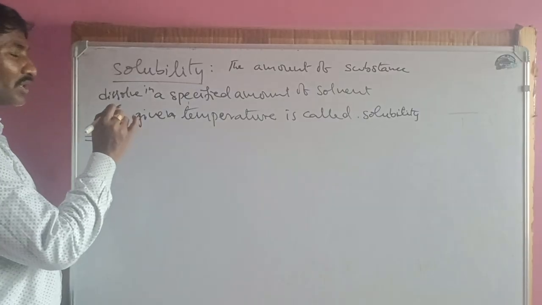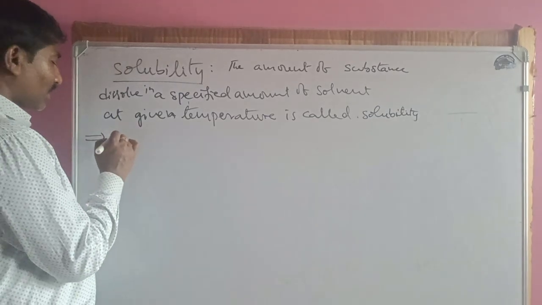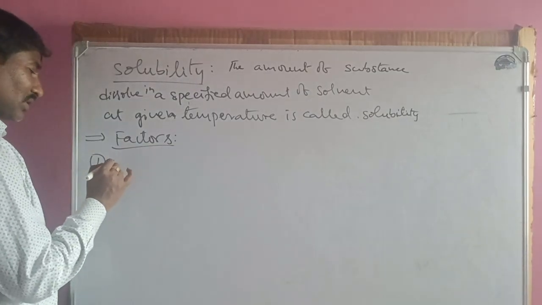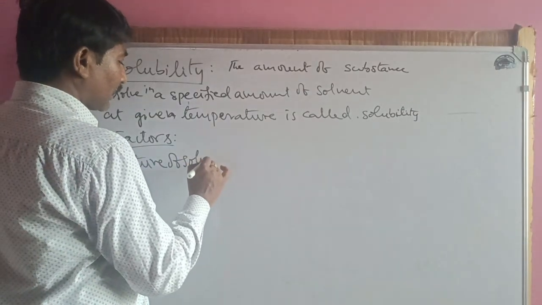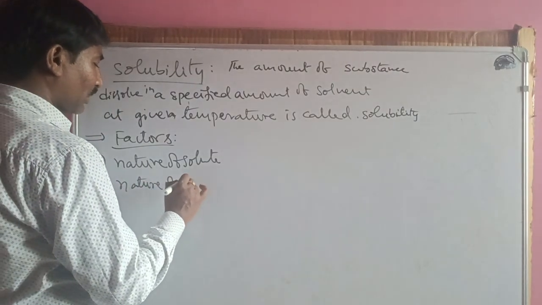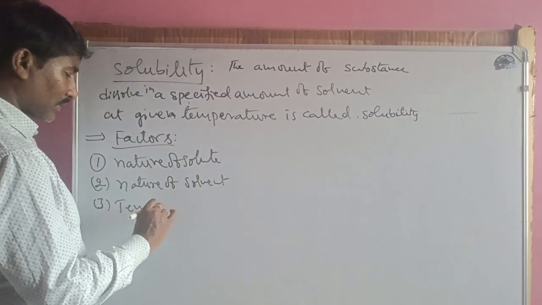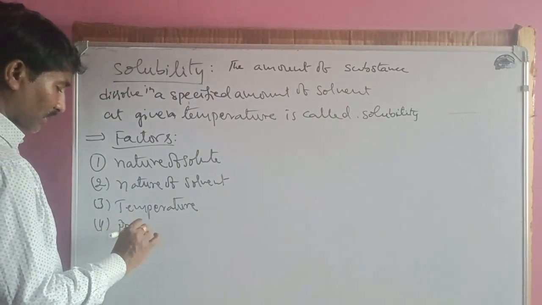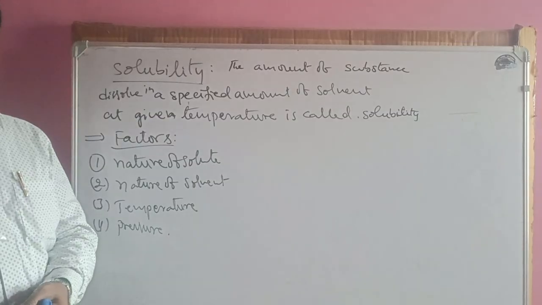So what are the factors affecting the solubility? The first one is nature of solid. The second one is nature of solvent. Then temperature, and the fourth one is pressure. So these four factors decide the solubility of solids in solvents.